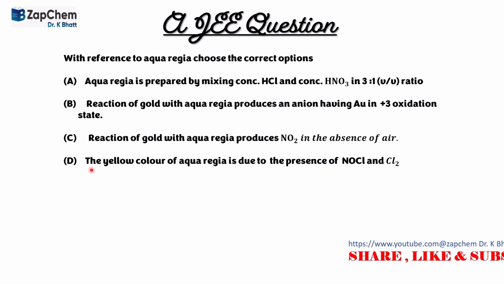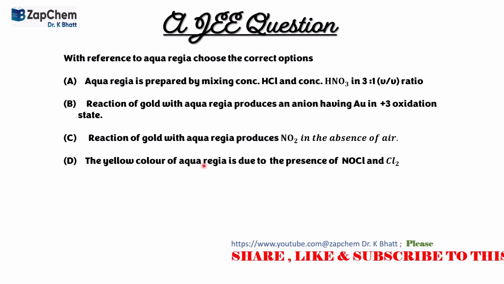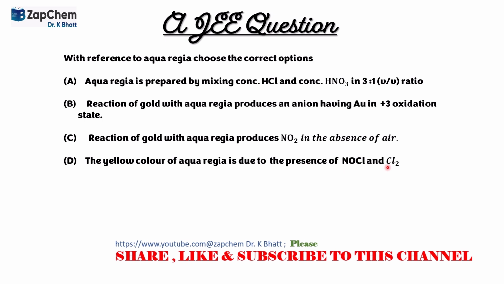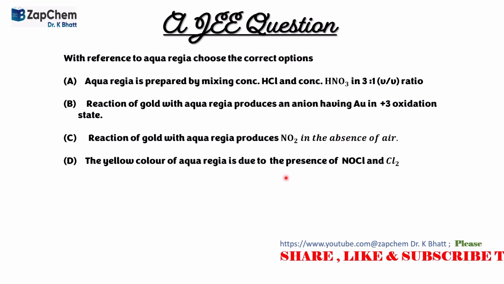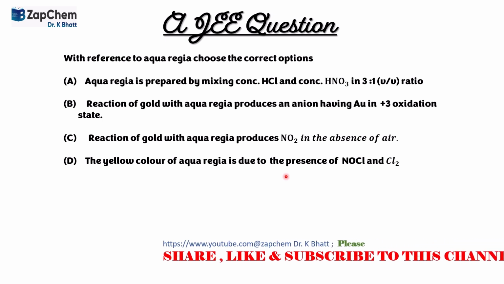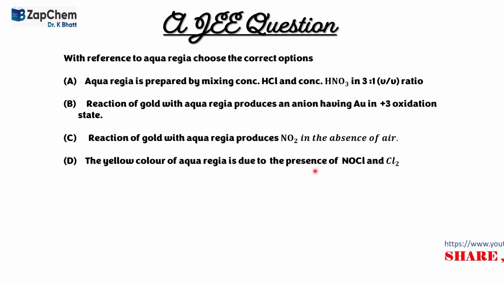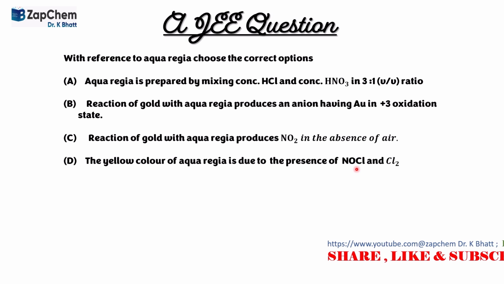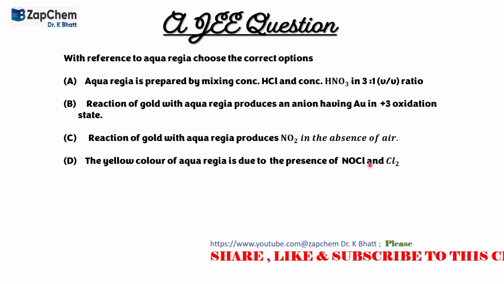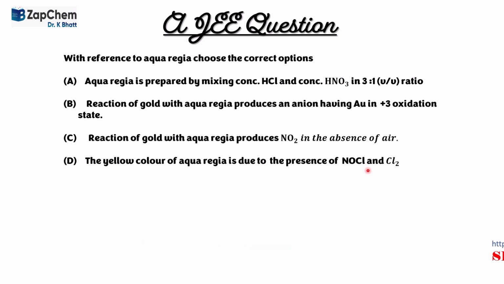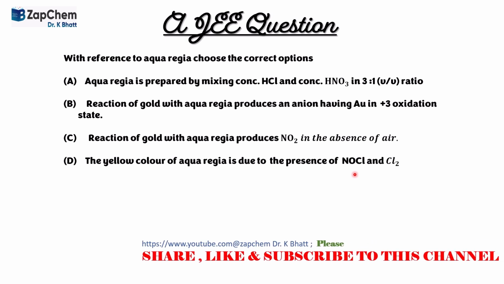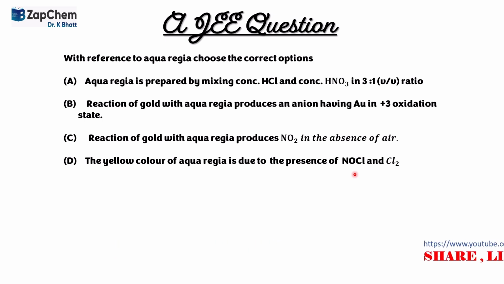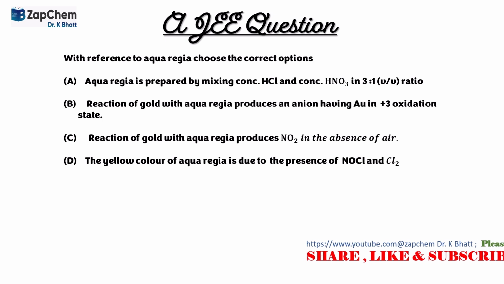And finally, option D states that the yellow color of aqua regia is due to the presence of NOCl and Cl2. Right? It's correct. Why? Because there is an interaction of HCl and HNO3. HNO3 is an oxidizing agent. And as a result of these chemical reactions, you get NOCl, nitrosyl chloride, and chlorine is given. And because of the nitrosyl chloride and chlorine, the mixture of nitric acid and hydrochloric acid in the ratio of 3:1, termed as aqua regia, becomes yellow.